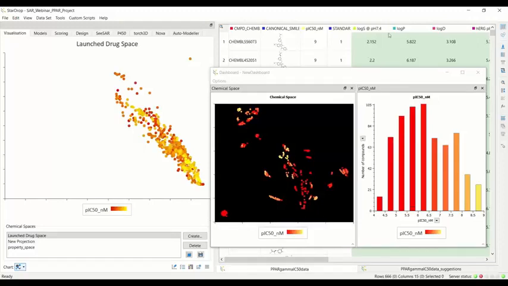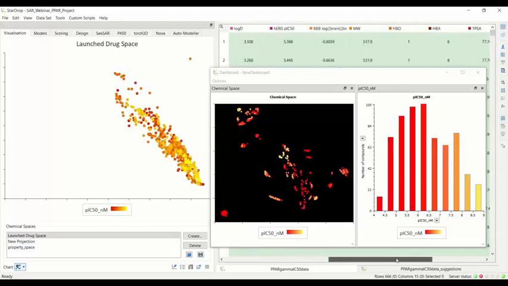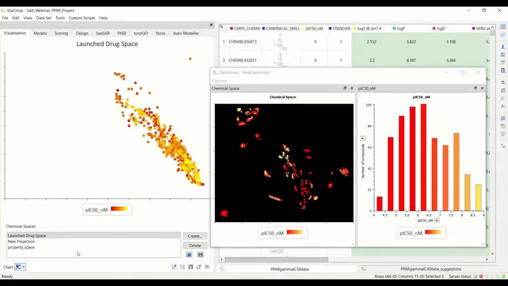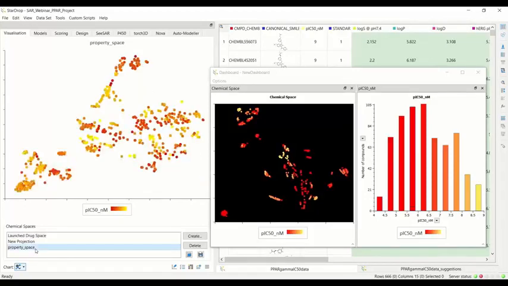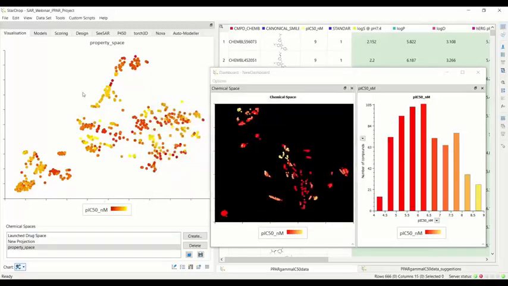But you'll notice also in my table on the right-hand side, I have a few columns of green values here. These are calculated properties. And I could use those properties to define similarity. So I can define a property space. All I need to do is go under create, give it a name, choose properties, and then I can select which properties I want. So this is the property space created from the compounds in that data set.